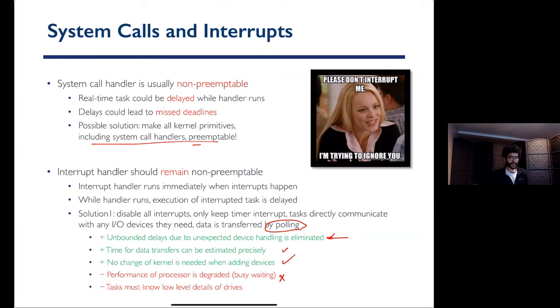The second negative thing is, now your applications have to know a lot about different devices because they're going to talk directly to the device. So each application has to know about all the devices that they need to communicate with and how they can communicate with those devices, because they're going to poll on those devices. So we're adding a lot of complexity to our tasks by making our kernel less complex. This complexity should go somewhere, and it's going to the tasks.